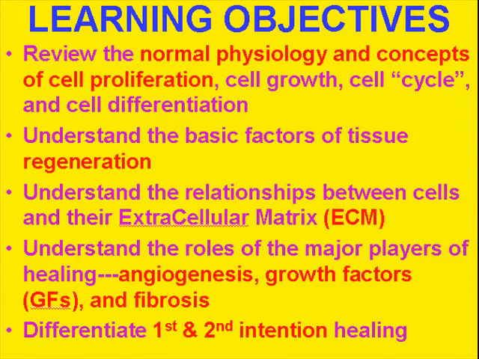The purpose of our chapter, our learning objectives, is just in one page. We're going to review the normal physiology and concept of cell proliferation. We're going to talk about the basic factors of tissue regeneration. We're going to understand the relationships between cells and the ECM, or extracellular matrix. We're talking about the roles of major players of healing: growth factors, angiogenesis, fibrosis, and how this all fits into the big continuing saga that we talked about with acute inflammation.